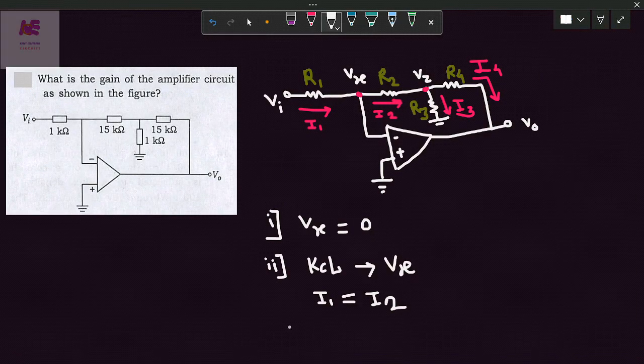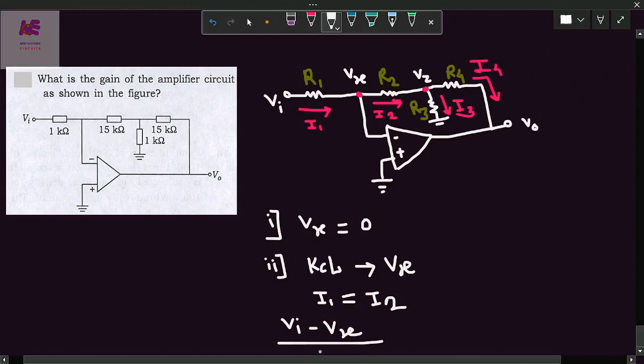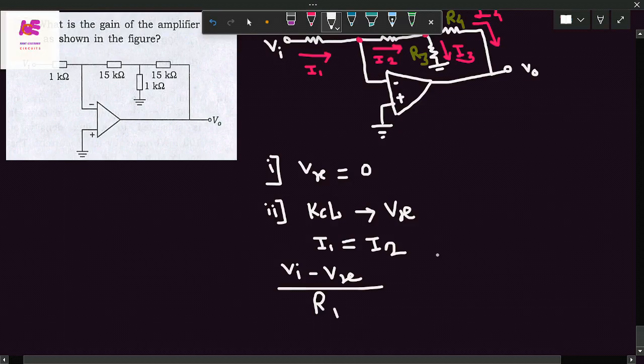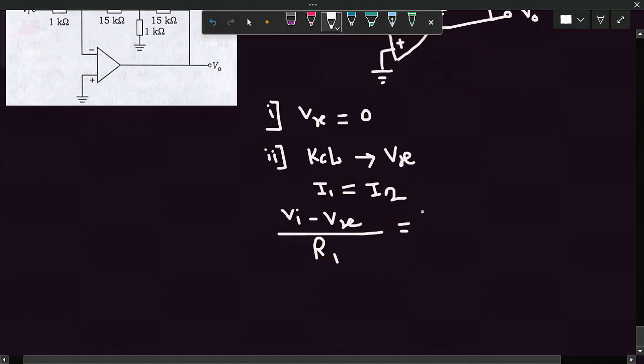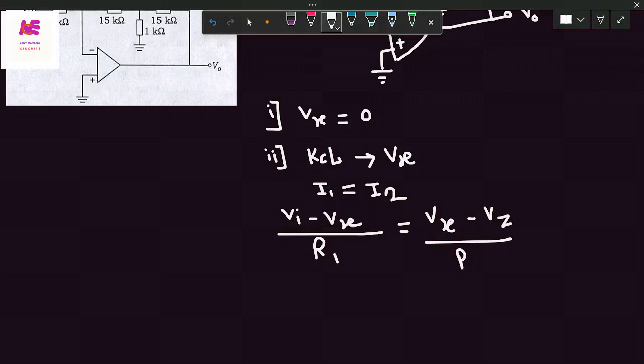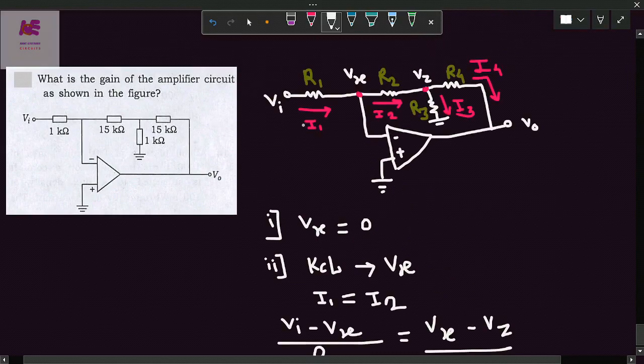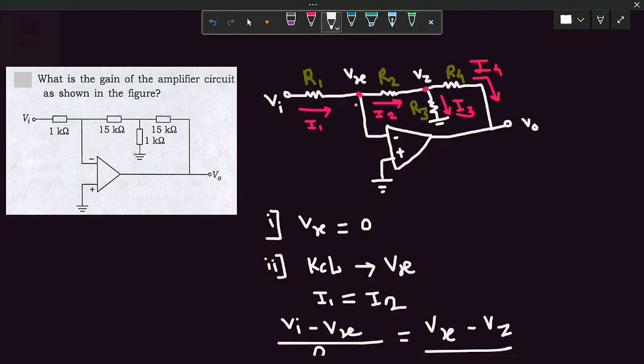Now, put the values of I1 and I2 in terms of voltage and resistor. This is Vi minus Vx by R1, and I2 is nothing but Vx minus Vz by R2. Apply the KCL rule here at Vx. I1 is incoming current, I2 is outgoing current. So Vi minus Vx divided by R1 equals Vx minus Vz divided by R2.